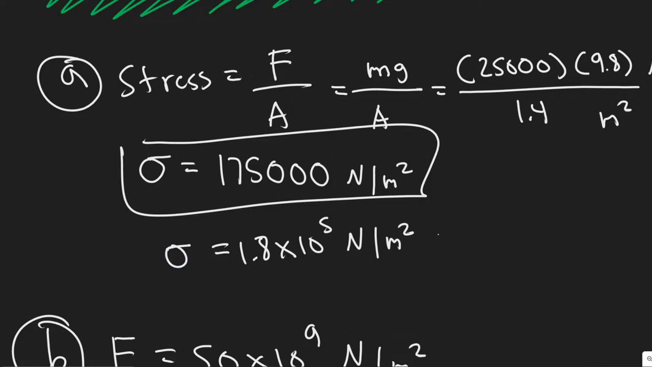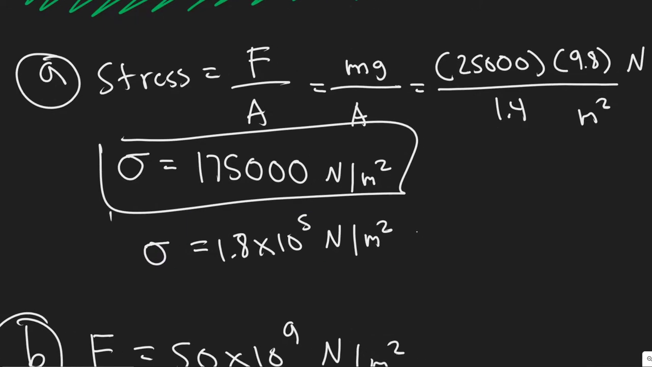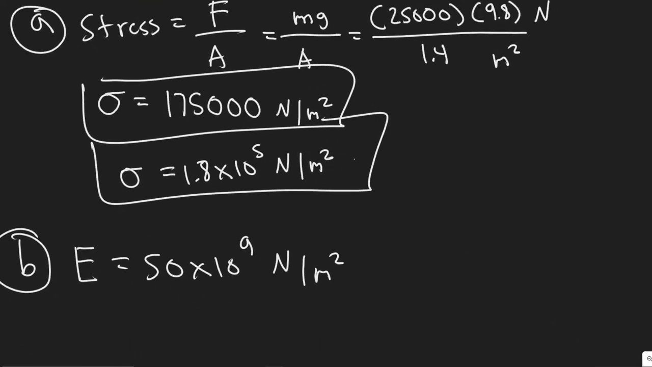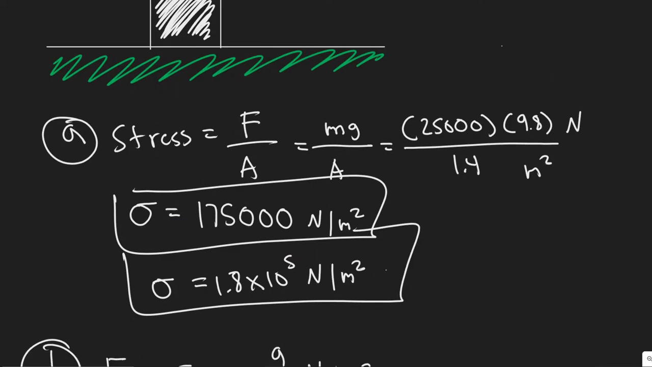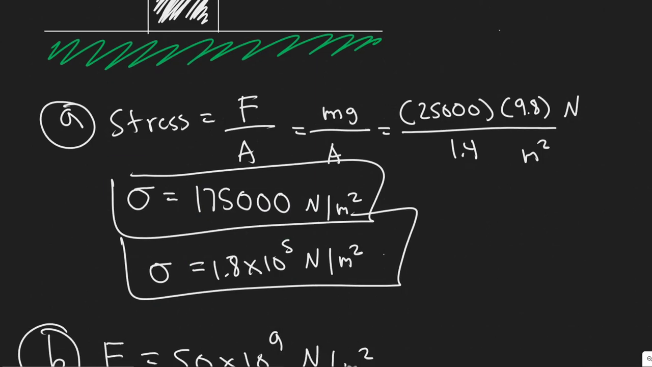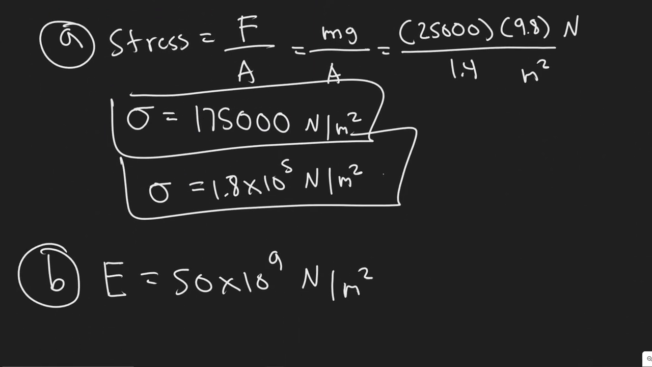This is our symbol for stress. You can write it however you'd like. But whatever your teacher wants you to do, just make sure you follow what they want you to do. But your stress, or your answer to A, is this value right here. 1.8 times 10 to the 5, or 175,000, so whatever you want to write.